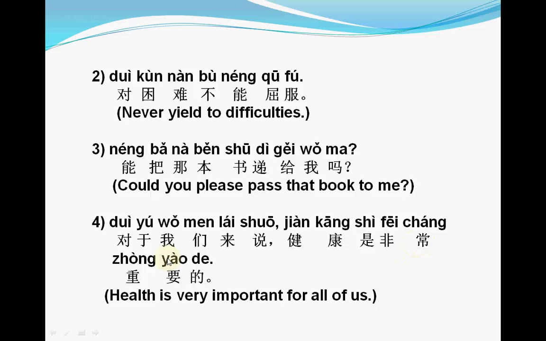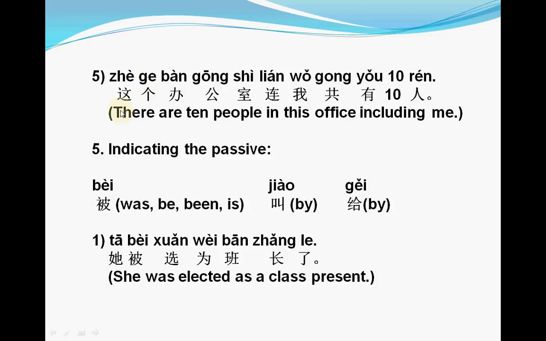Another example. 这个办公室连我共有十人. 连 is a preposition in this sentence, means including. 这个, this. 办公室 means office. 连 means including. 我, me. 共有: 共 means total, 有, have. 十, ten. 人, people.